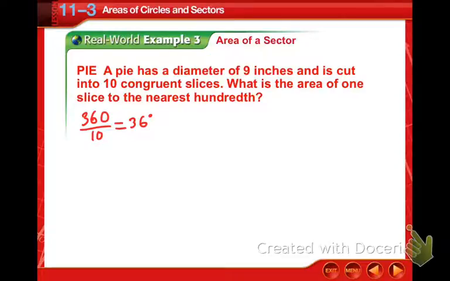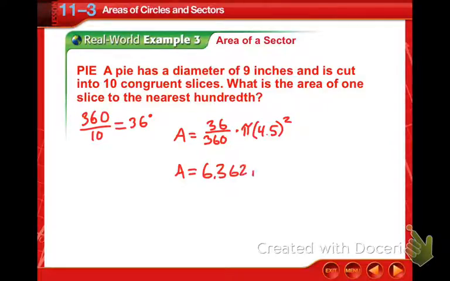So our area is equal to 36 over 360 times pi. Our diameter is 9, so our radius is half of that, 4.5 squared. When we multiply all this out, I'm not going to go piece by piece because there's so much going on here. Our area comes out to be 6.362 inches squared.